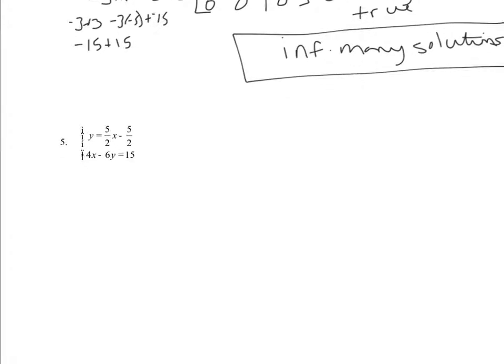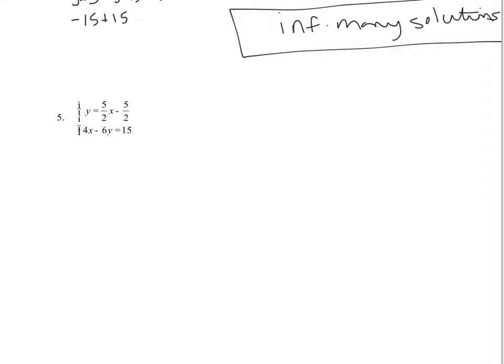This one has fractions in one of the equations but not the other. Now what I can do is rewrite this top equation without the fractions. I can eliminate them if I multiply the top equation through by the LCD. In this case, the LCD would be 2. And that would give me 2y equals, when I multiply 5 over 2x times 2, that gives me 5x, minus 5 over 2 times 2 is 5. Bottom equation was 4x minus 6y equals 15.